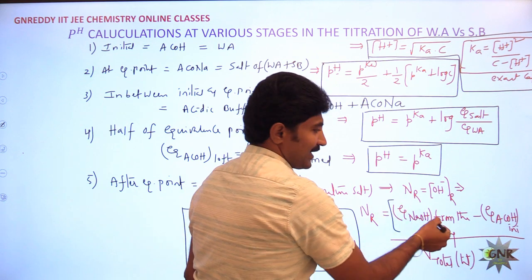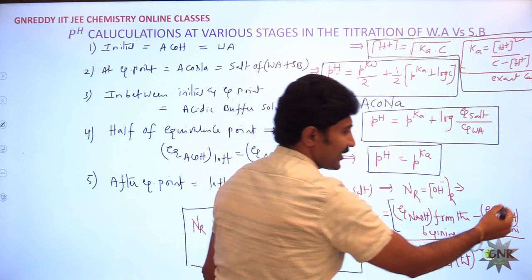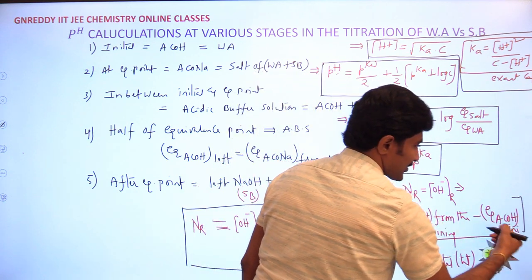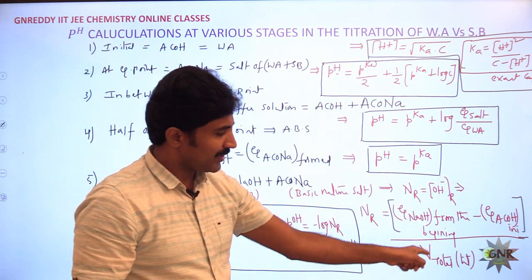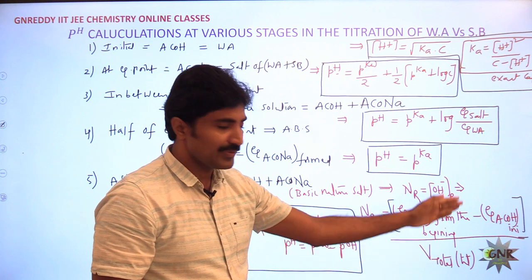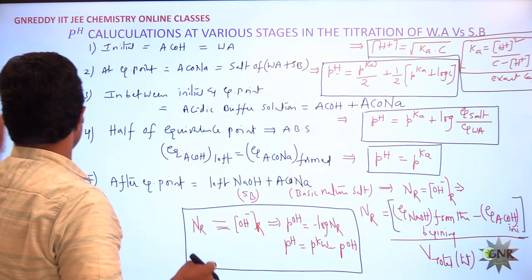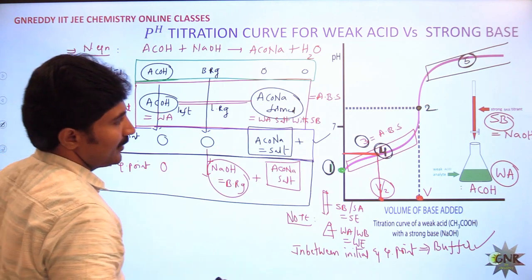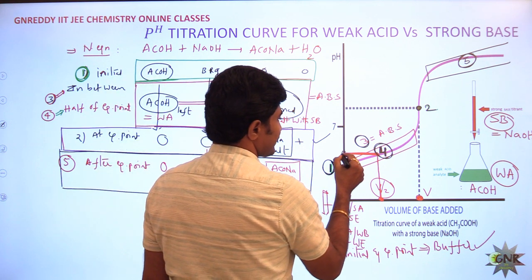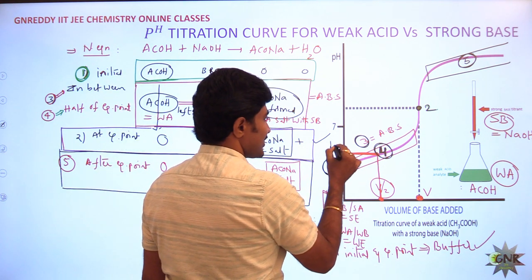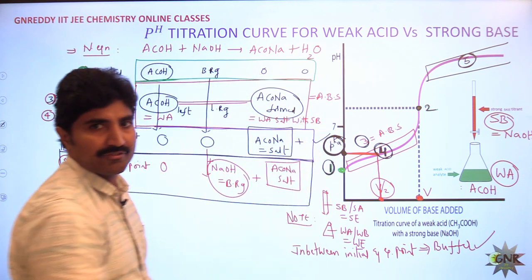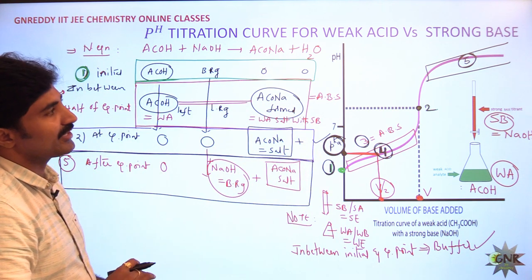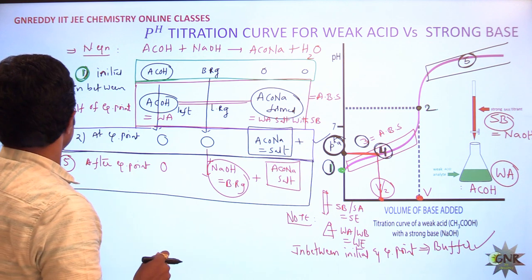This is the equivalents of NaOH added from the beginning. So from that subtract how many equivalents of acetic acid were taken initially; normality is equal to equivalents by volume in liters. Like this you can follow. And if you look at this graph, that half equivalence point pH, what is the importance? This is the pKa of the weak acid only. That is the importance of half equivalence point in this titration.